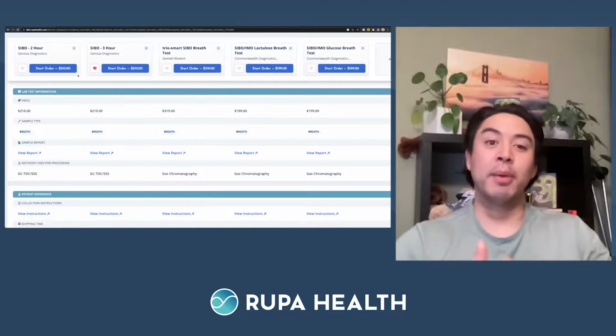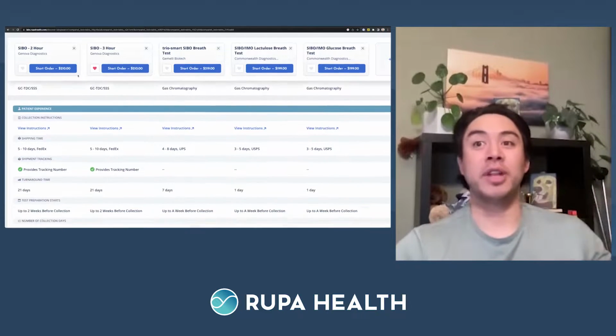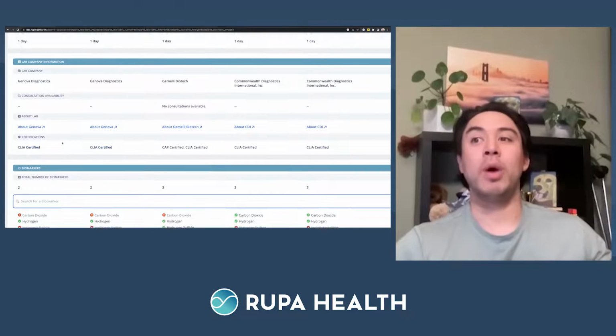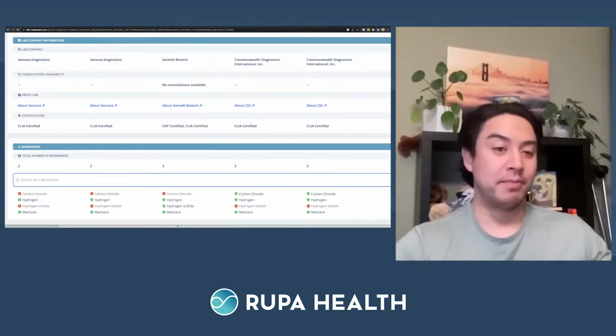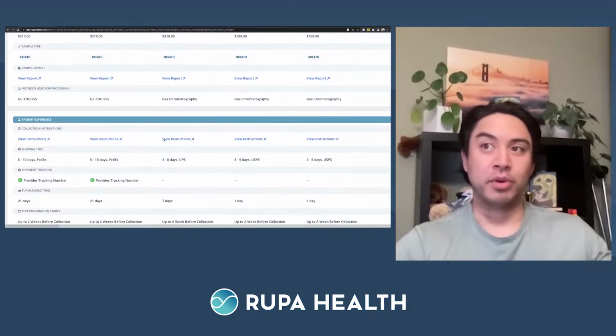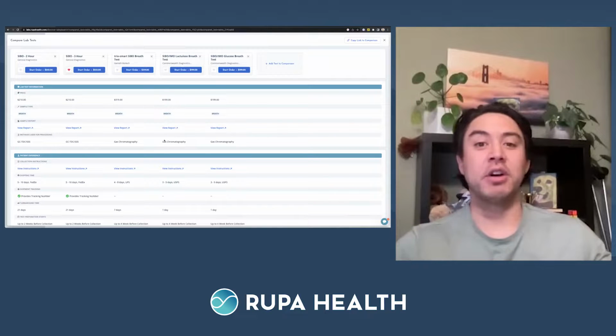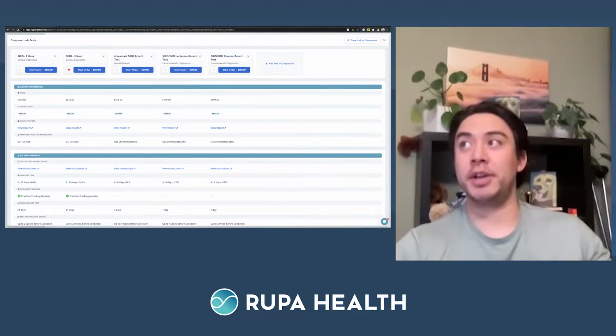We can see what the sample reports look like. We can see the sample collection instructions, what the processing looks like, and even down below, what biomarkers are being tested in each of them. Super simple. We're giving you raw data. We stay agnostic. We're not going to push any particular test on you. You're able to hop on to our platform and see all the information needed.